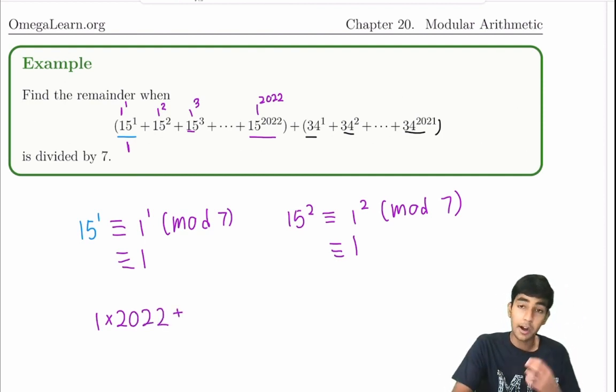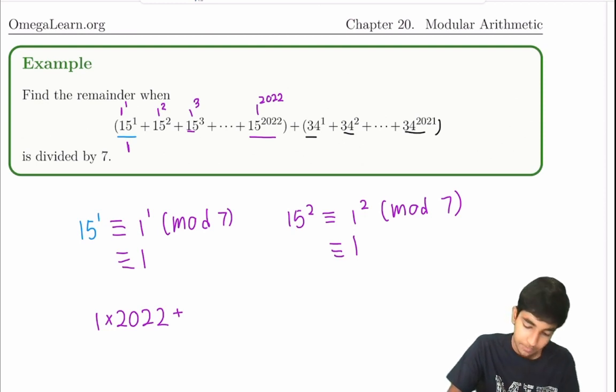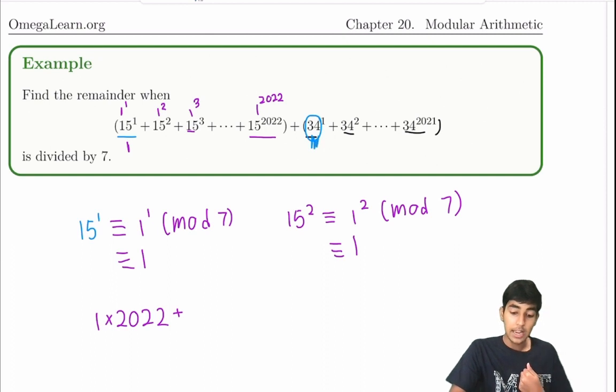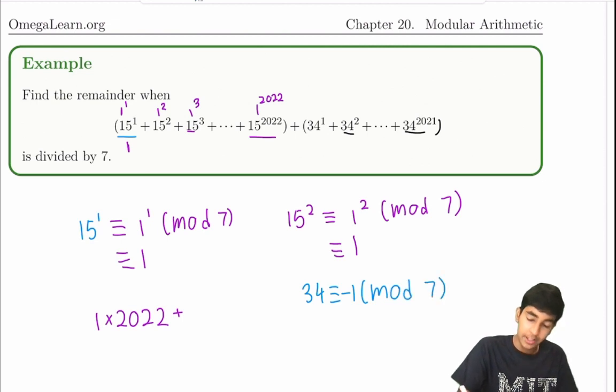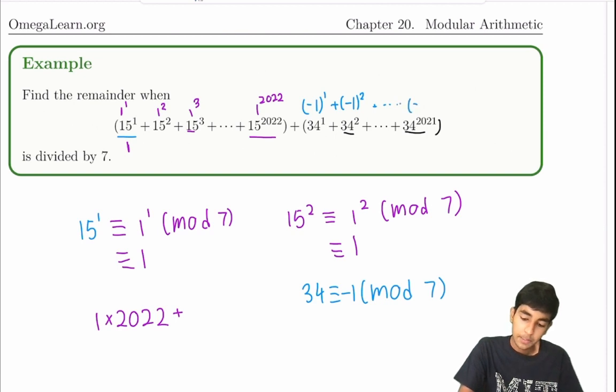Now what about the second part? We do something very similar. 34 is negative 1 mod 7. It's 1 less than a multiple of 7, 35. So this is equivalent to negative 1 to the 1 plus negative 1 squared plus ... negative 1 to the 2021.